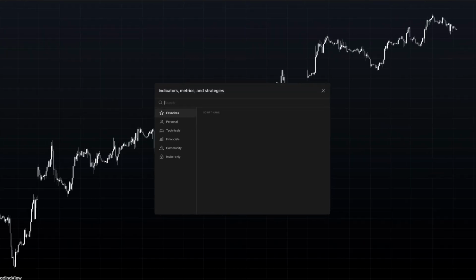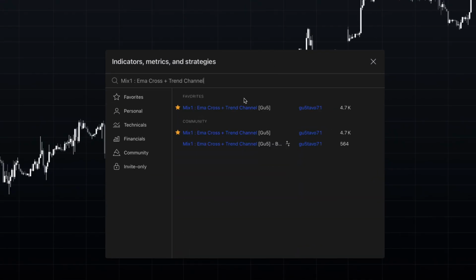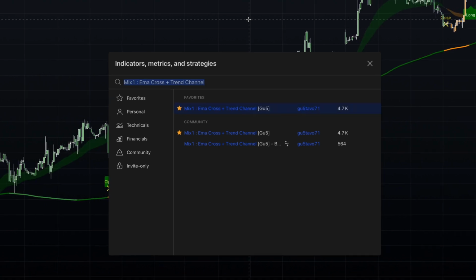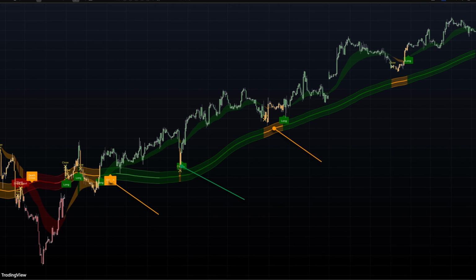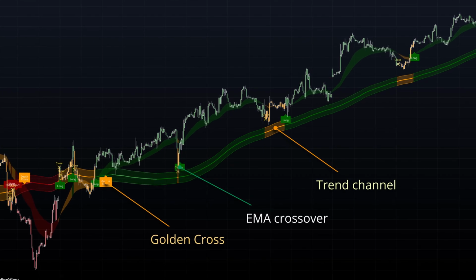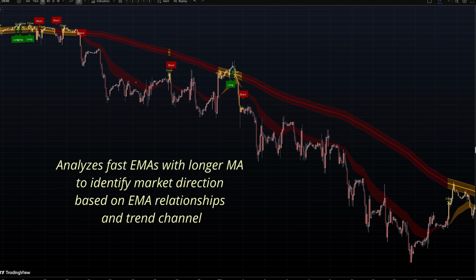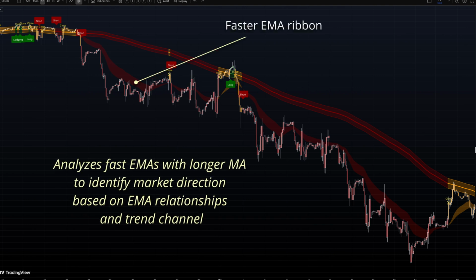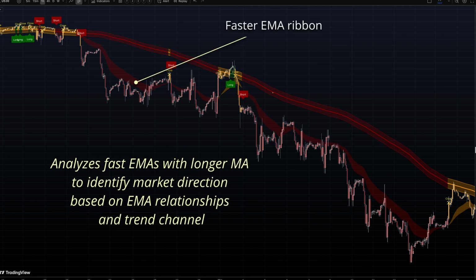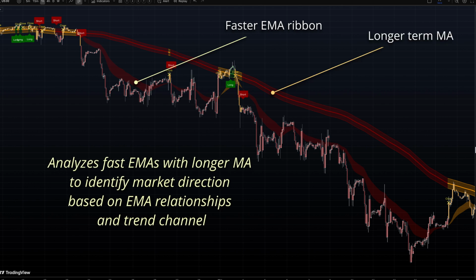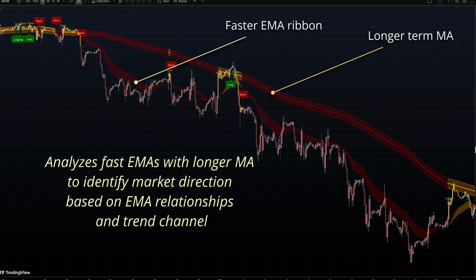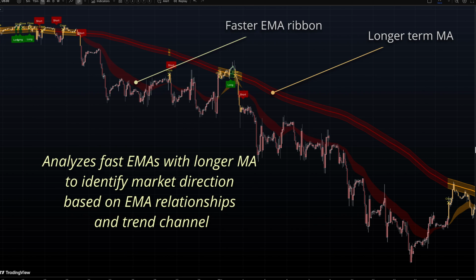Created by Gu5 Tavo 71, this Pine script indicator combines three technical analysis frameworks into a comprehensive trading system: EMA crossovers, trend channels, and the classic golden cross. The indicator identifies market direction by analyzing the relationship between faster EMAs, default 26 and 50 periods, alongside a longer-term moving average, default 200, that establishes the primary trend channel.